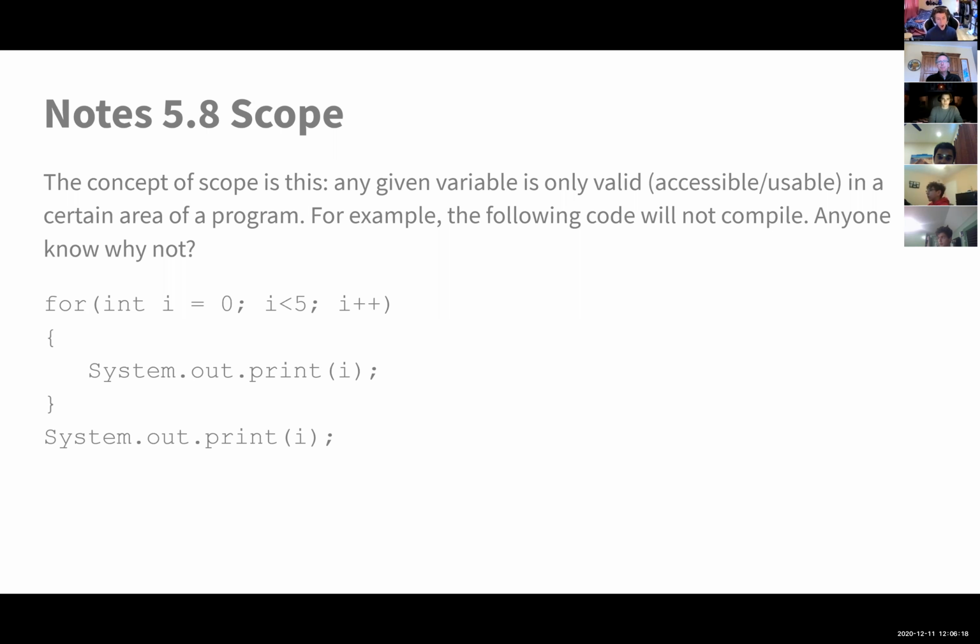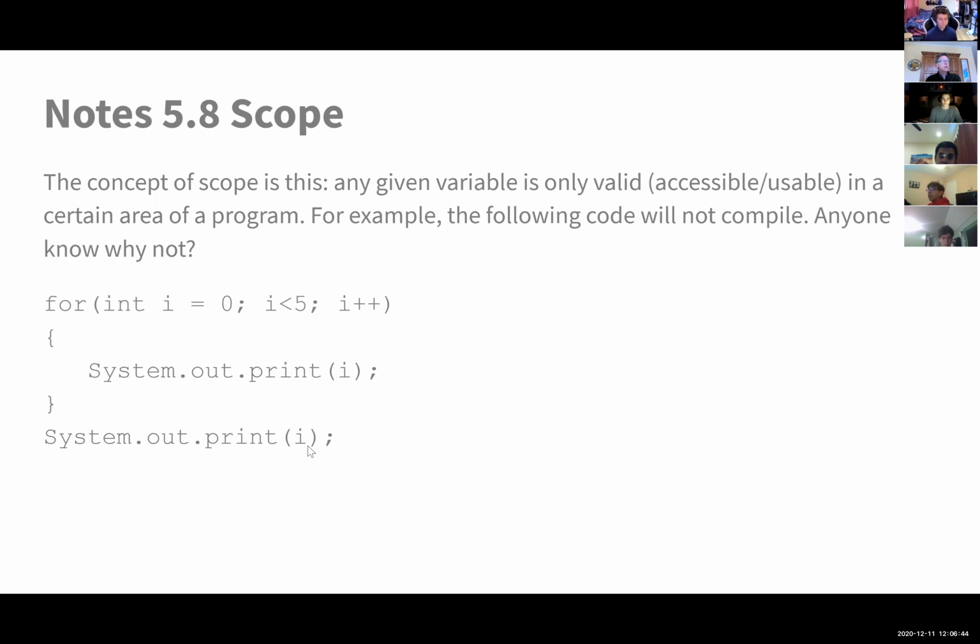Anyone know why not? Because i is defined in the for loop and you can't print that outside the for loop. Yeah, thanks, Jackson. So look at this. This is a small example of scope in that, look, this variable i is declared right here in the for loop, for int i equals 0, and so on. And it's printing stuff out.